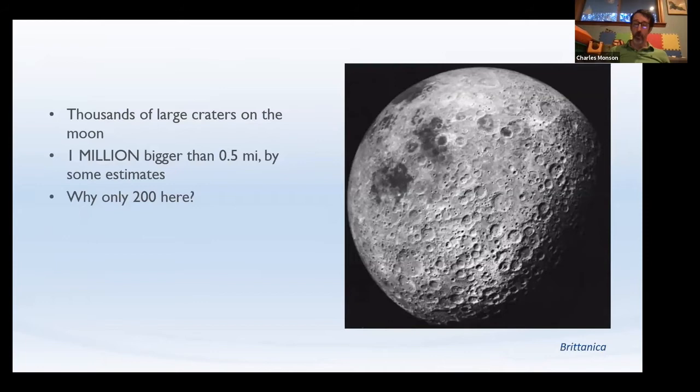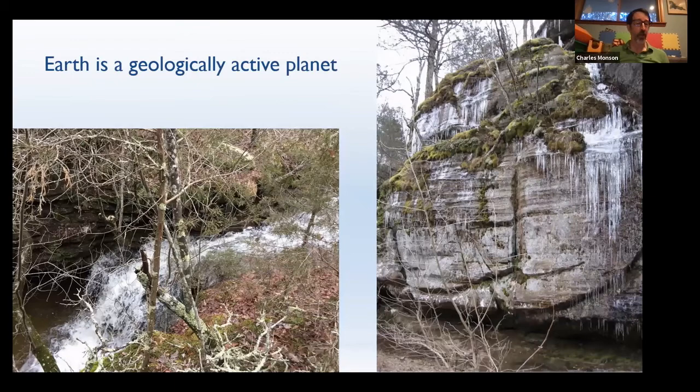Of course, the moon is much smaller and there's thousands of large craters on the moon. One estimate I read said that there's 1 million craters that are larger than 0.5 miles on the moon. So why only 200 here? Well, as Earth Science Club members, I'm sure you know the answer to that one. Earth is a geologically active planet.